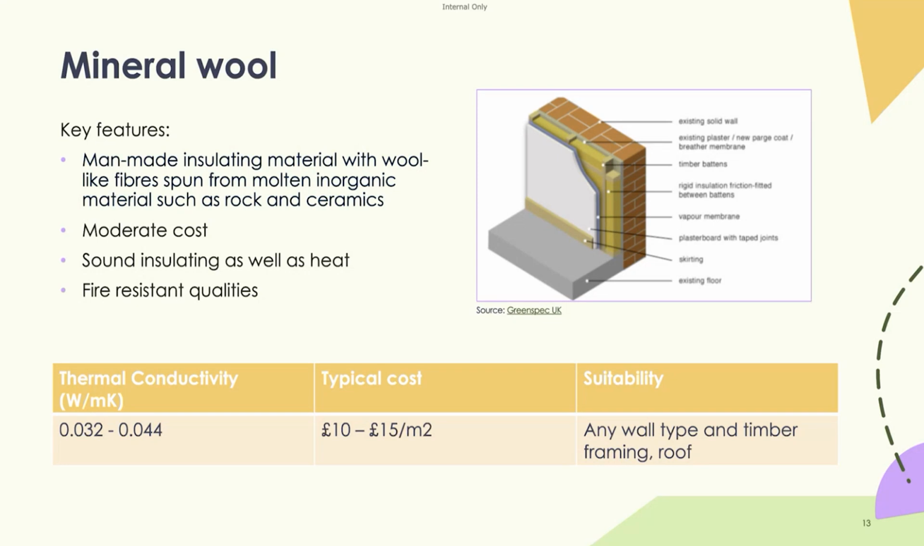These thermal conductivities can vary between 0.032 and 0.044, and obviously the lower the number, the better it is in terms of thermal efficiency. Those will tend to be the more expensive products, but there is quite a wide range of materials that can be used there. Typical costs are around 10 to 15 pounds per meter squared. And as I say, these are quite versatile products, so they can be used in any wall type and can also be used in roofing as well as flooring.